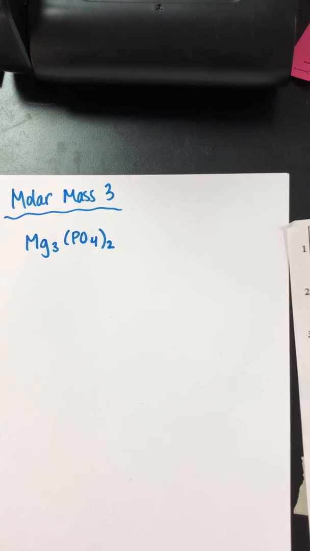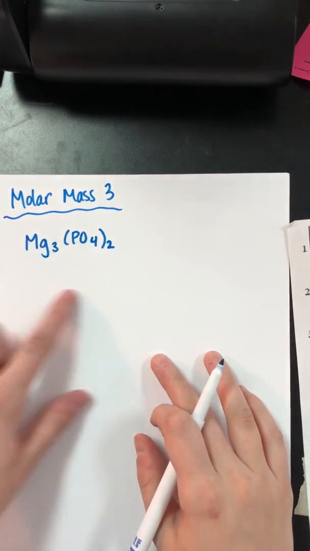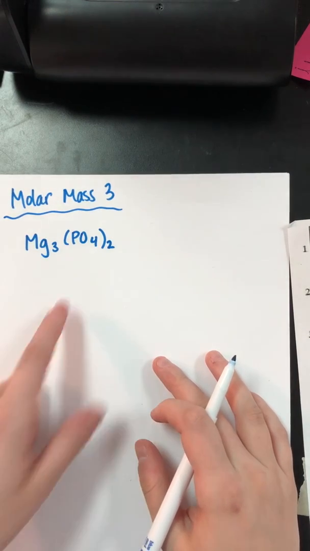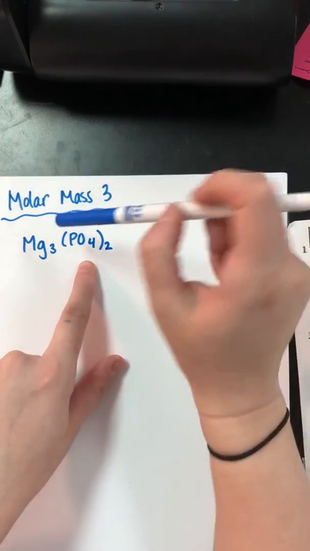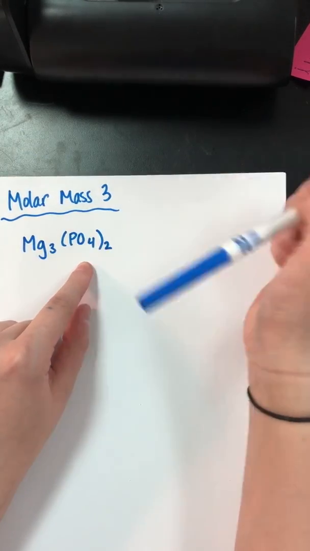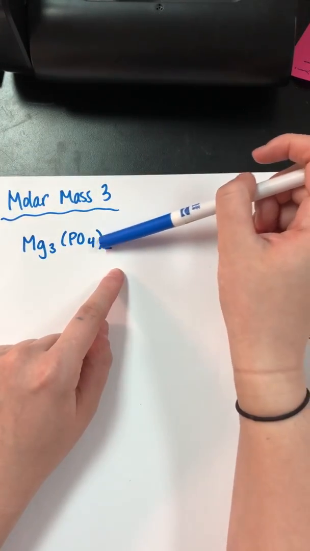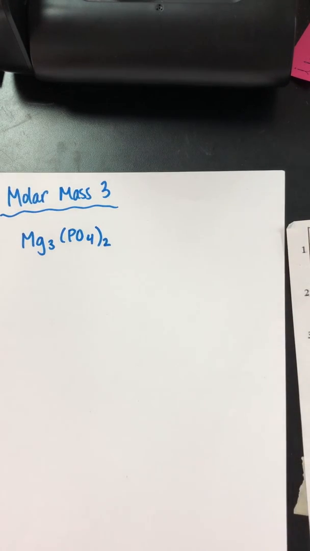In this video, I'm going to explain how to calculate the molar mass of a really complicated looking molecule. This molecule has a parenthesis with a polyatomic ion. That polyatomic ion has its own subscript, and it's affected by another subscript on the outside. The hardest part about this type of problem is correctly counting the number of atoms you have.